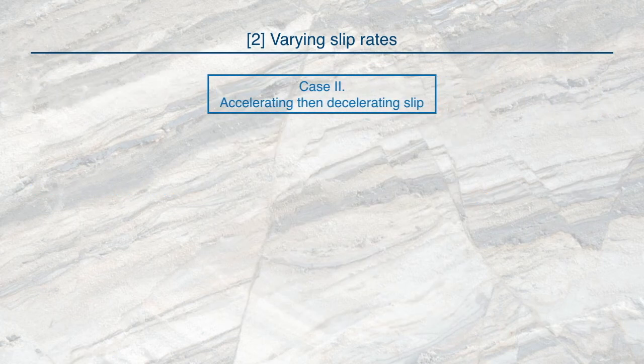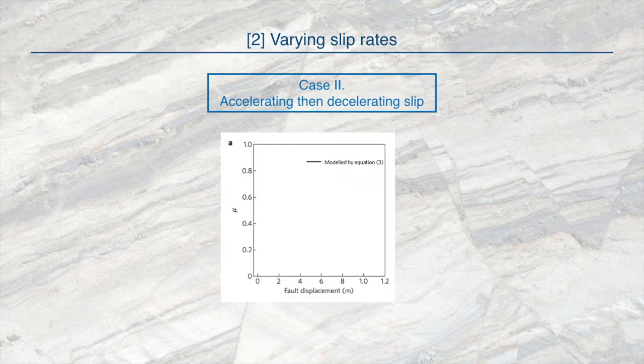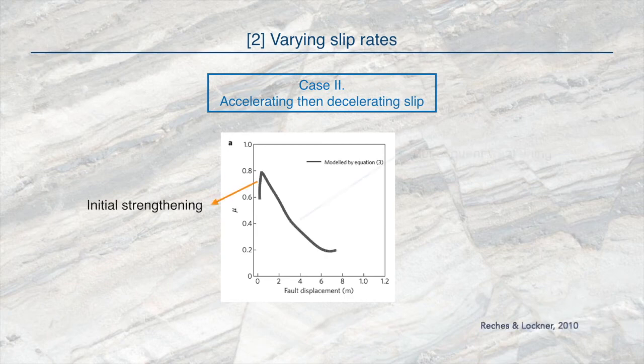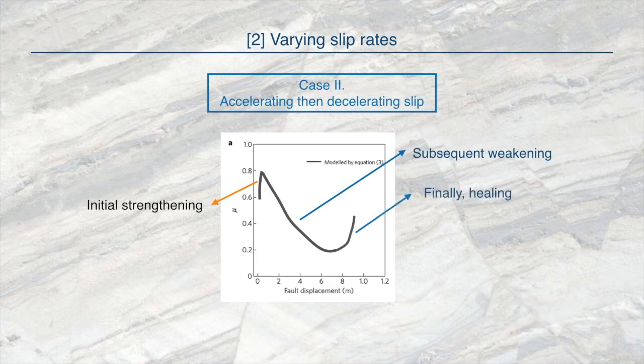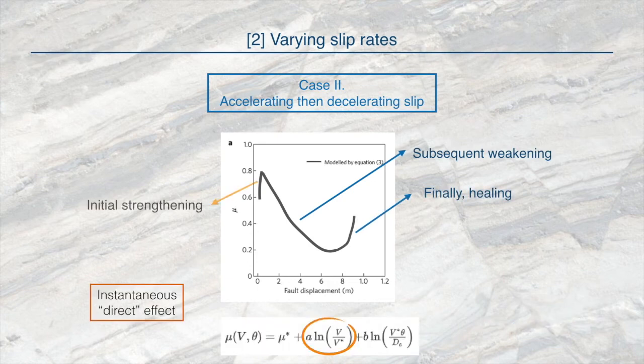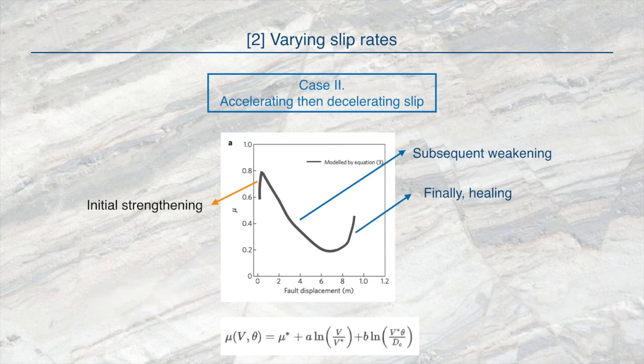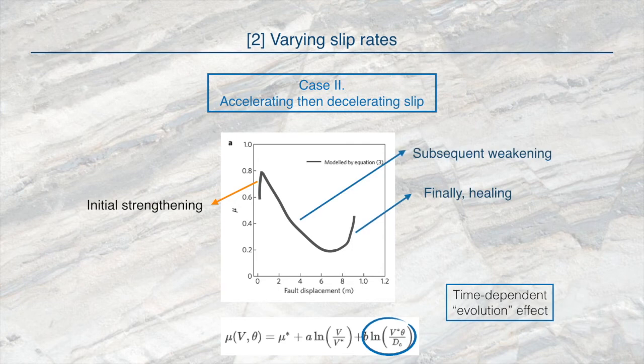What about the case where slip accelerates then decelerates? Friction increases during the initial strengthening stage. There is subsequent weakening as acceleration continues. Towards the end of the slip, friction heals rapidly on deceleration. The initial increase in friction could be described using the direct effect, while subsequent weakening and healing are described by the state evolution effect.